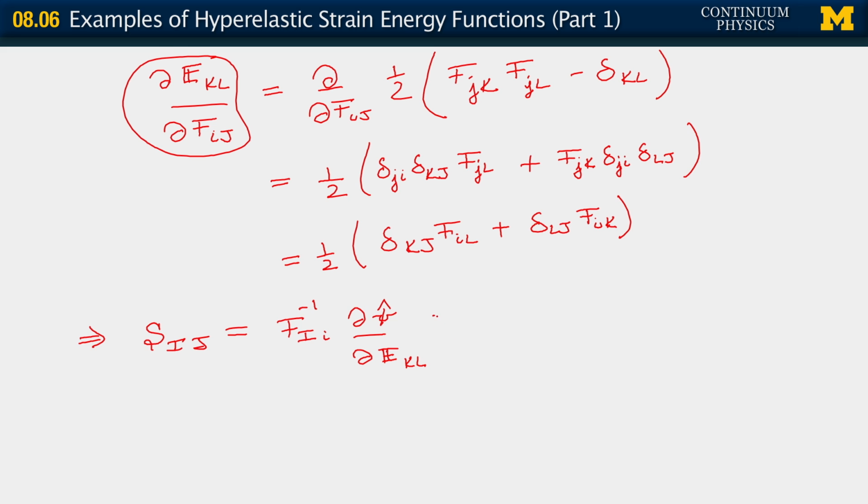And we now know what that term works out to. So we have 1/2 delta kj F i L plus delta LJ F i K. Okay, we're pretty much there now. All we need to do is very calmly let the Kronecker delta do its job. Okay, so we have F inverse I little i.